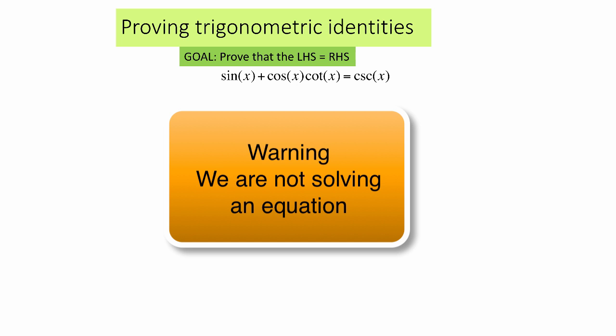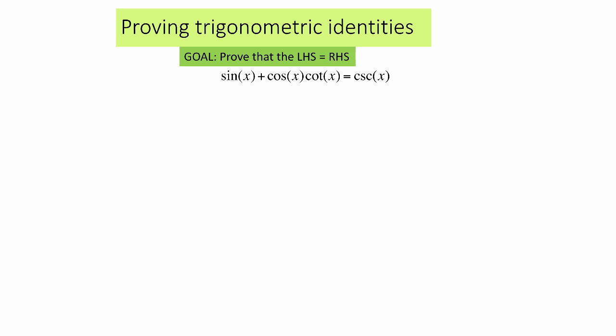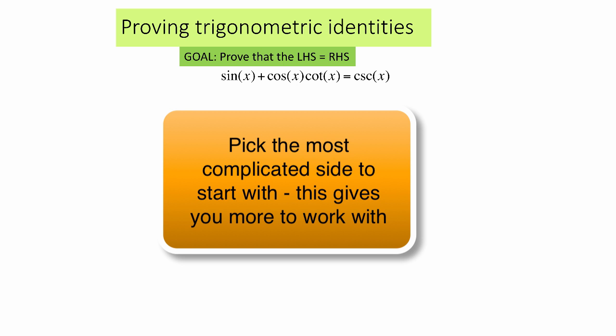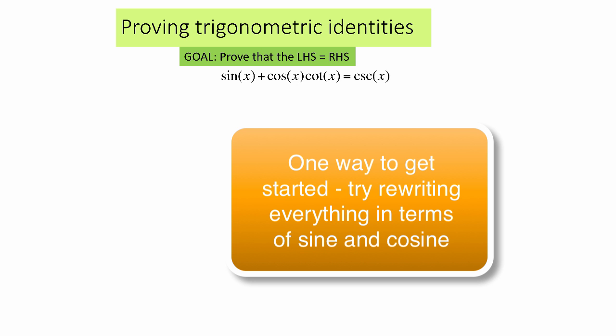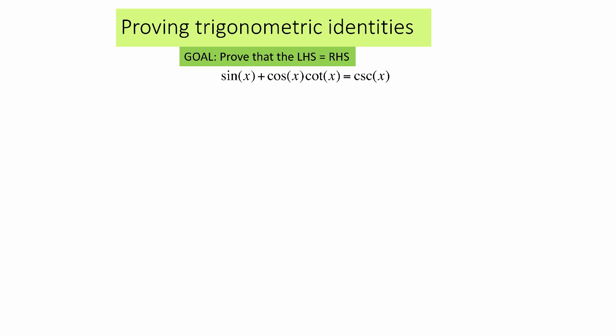So one of the ways that you can get started is, first of all, you need to pick which side you're going to start with. And I always say, let's pick the most complicated side because that gives us more stuff to work with. It looks to me like the left-hand side is more complicated than the right. One thing you can think about doing is see if you can rewrite everything in terms of sines and cosines. Sometimes that will lead you to the end. And if it doesn't, at least it will get you started.